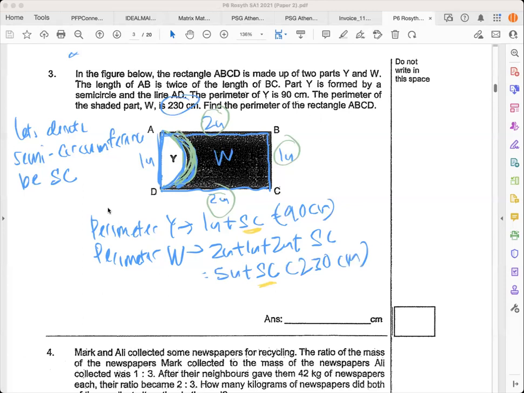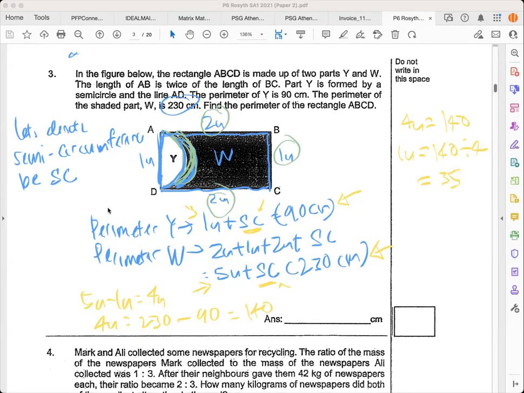So if I use 230 minus 90, effectively what happens is that SC over here minus SC over here will be gone, leaving behind 5U minus 1U. In other words, 5U minus 1U, which is equal to 4U, has to be equal to 230 minus 90, and that gives you 140. 4U is 140, so 1U will be equal to 140 divided by 4, and that gives you 35.